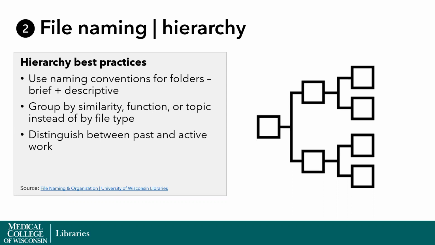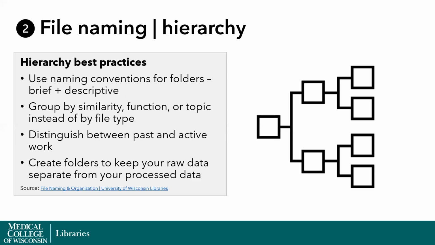Another thing to consider with hierarchy is to distinguish between your past and your active work. So you might have a folder that contains all the archived pieces of information, and then just leave the active files in the folder. And then finally, it's a good idea to keep the raw data separate from the process data. So you can always go back to the raw data if you want to do different analyses on it, or you discover problems with the process data. That raw data in its own folder will be easy to access.